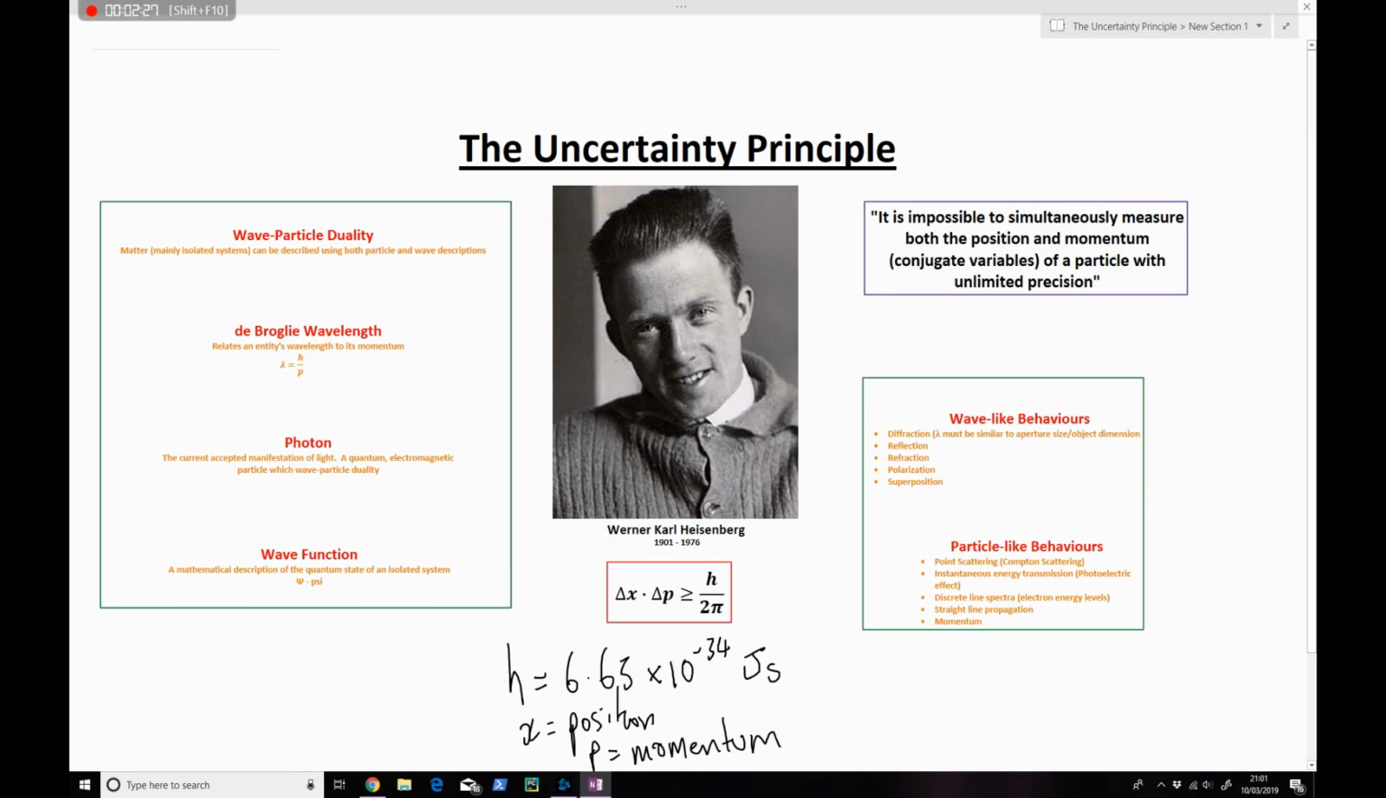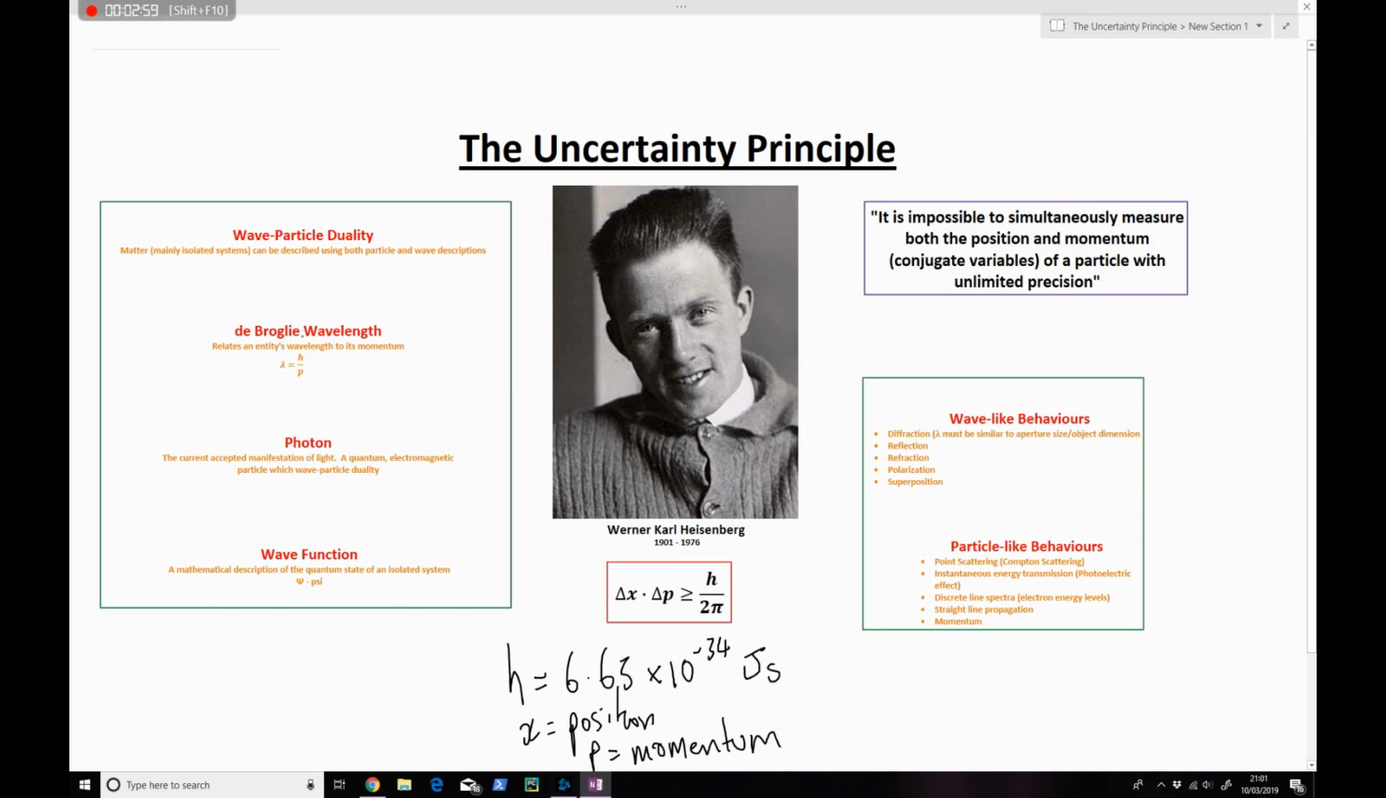So the uncertainty principle is directly related to quantum mechanics, which wave particle duality falls under, and that is matter, mainly isolated systems. By isolated systems, I mean single body systems, such as single electrons, or very simple systems such as a hydrogen atom. That is, matter can be described using both particle and wave descriptions. Okay, so matter can either have wave behaviors or particle behaviors.